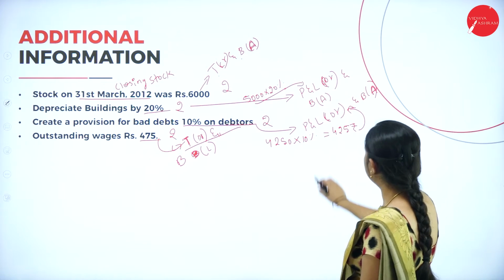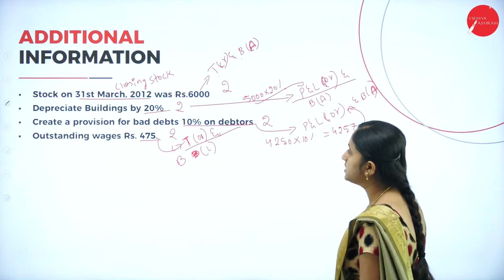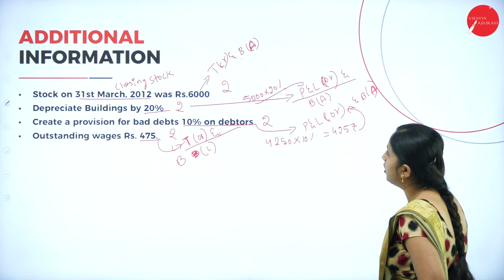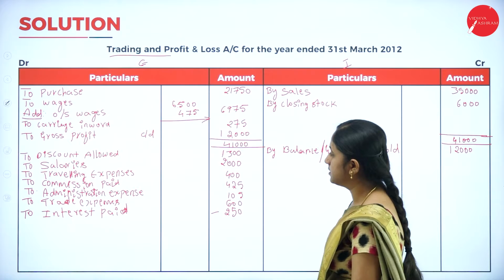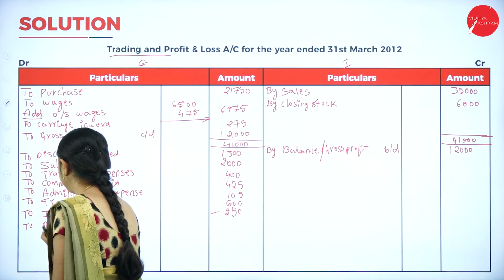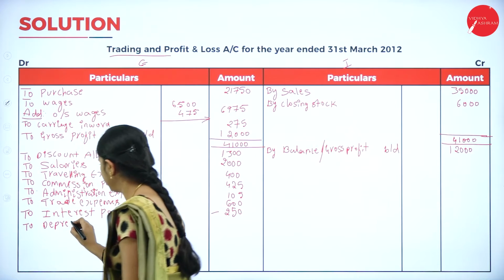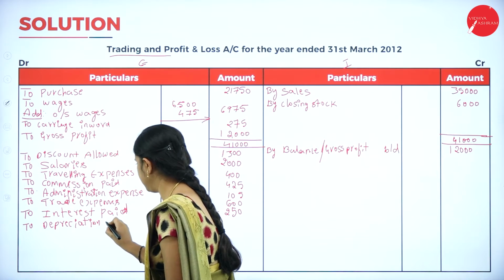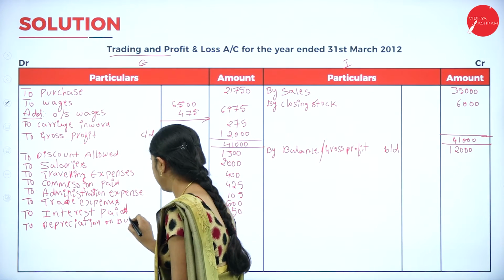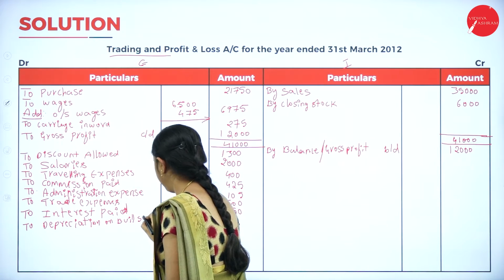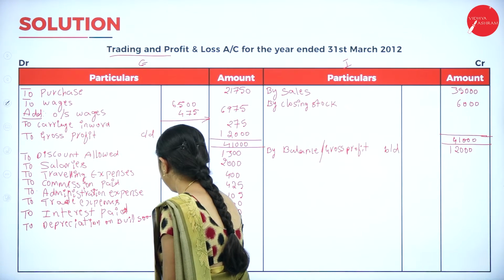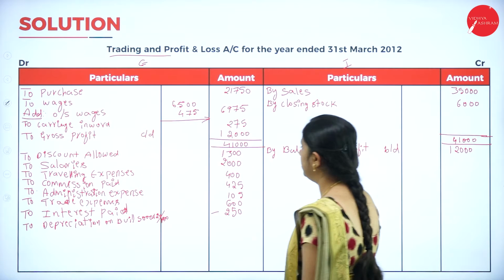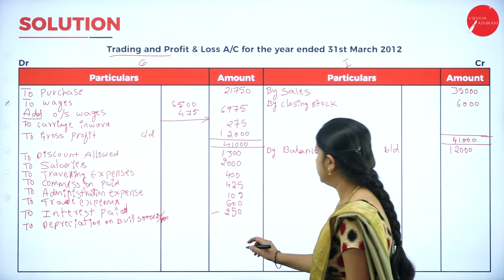If you have any profit and loss account, here you have depreciation: depreciate building by 20%. So depreciation on building is 5,000 into 20 by 100. This is 1,000.